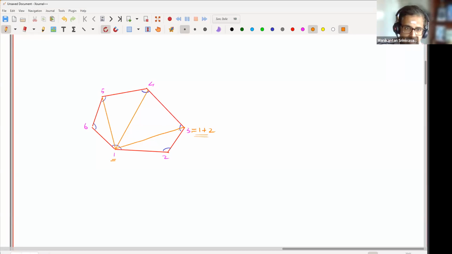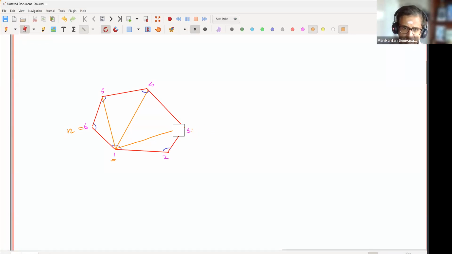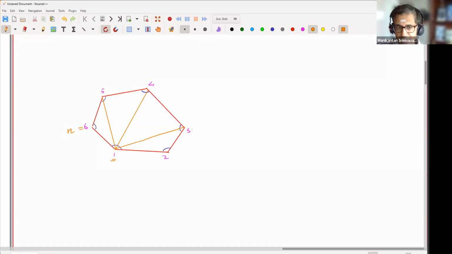The last triangle ends in n. In this case it's 6, but in general it's n. In fact, forget this 1 plus 2. The very first triangle will always end in 3, and the very last triangle will end in 6, in this case. In general, n. Okay, so how many triangles do we have?